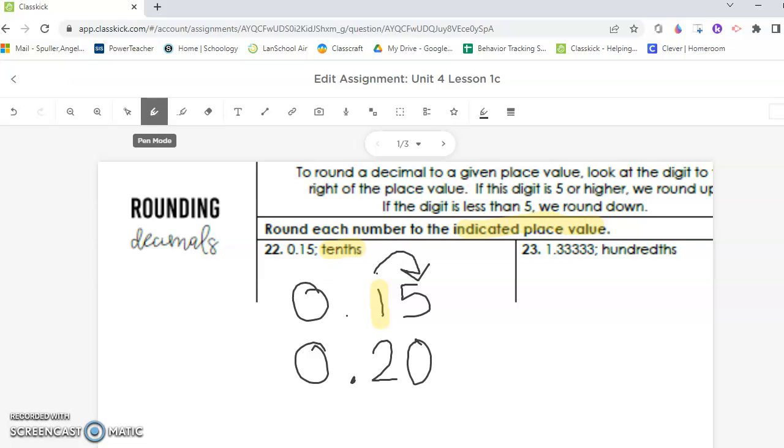Okay, now let's look at this one. 1.33333. It says the hundredths, so let's find the hundredths. Here's the hundredths. I'm going to look back at the 3. 3 is less than 5, so this number is going to stay the same. So 3. Remember, everything in front of it stays the same. Everything behind it becomes zeros. Good job.